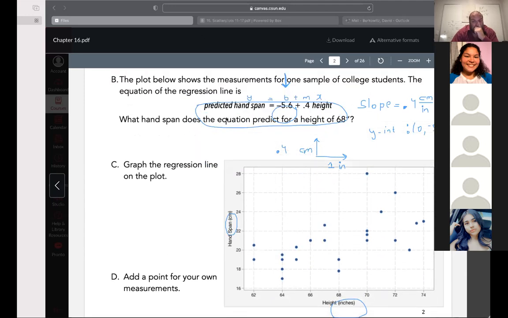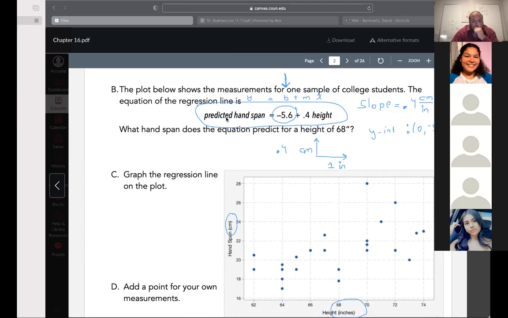And that tells me that if I were to continue this best fit line all the way down to where x is equal to 0, which is way down there off the graph, the hand span of a person whose height is 0 inches would be negative 5.6 centimeters. Is that a reasonable physical value? It doesn't make sense for someone whose height is 0 inches to have a hand span of negative 5.6 centimeters.